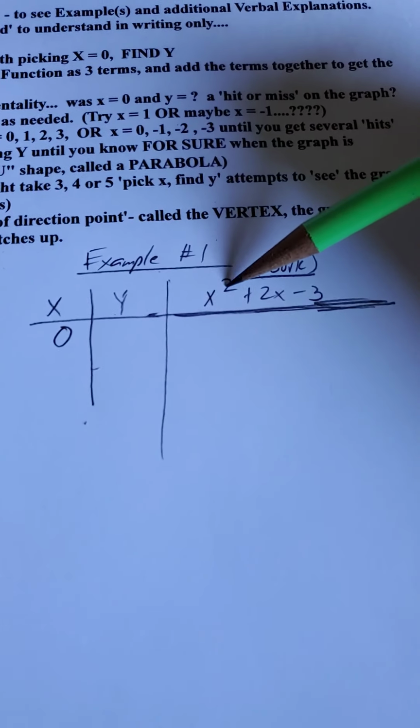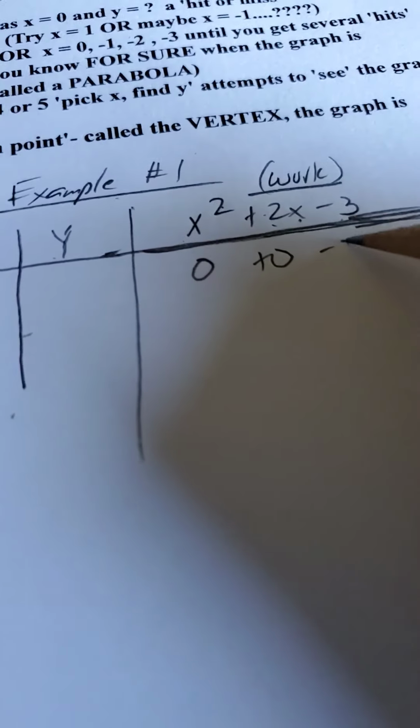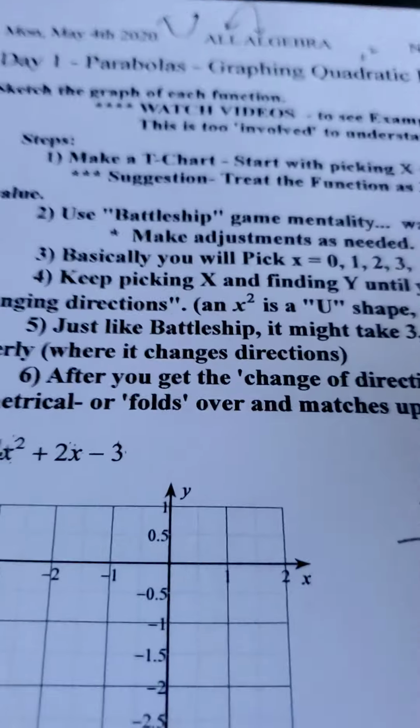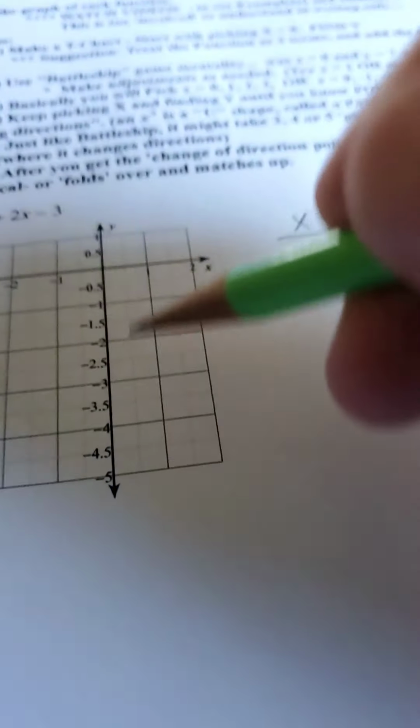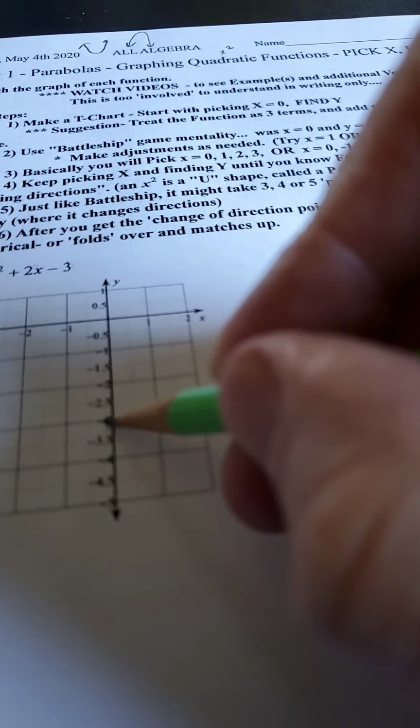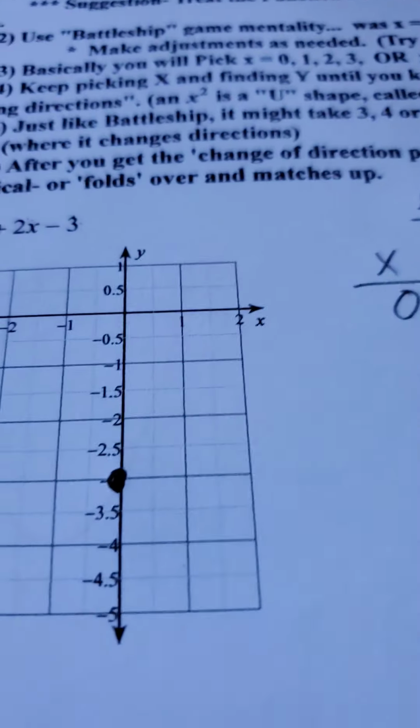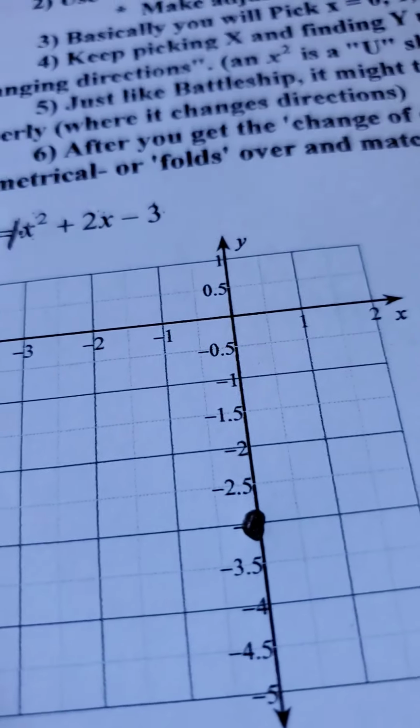Now, I like to do my work to the side. Like I said, 3 different things. I'm going to put a 0 in for x squared, and I get 0. I'm going to put a 0 in right there. 2 times 0 is 0. And then the constant is minus 3. And I'm going to combine all those together and get negative 3. In my notes, I talk about the concept of battleship. I take the ordered pair 0, negative 3, and I plot it. We have a hit. It is on the grid. It's on the x and y axis. So we have what I call a hit.